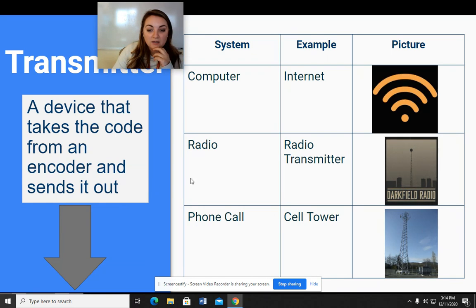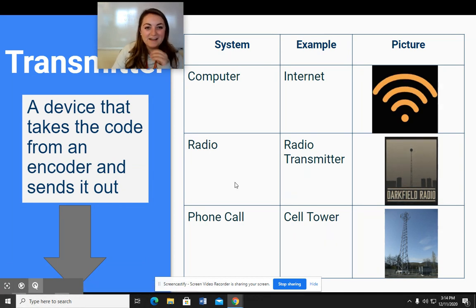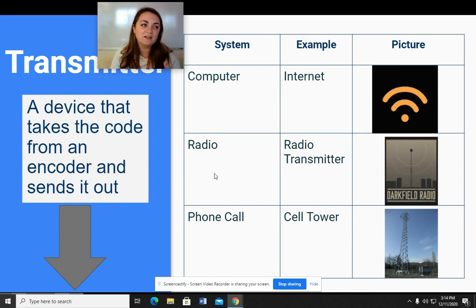In a phone call, it would be the cell tower. So this is a little bit interesting because people often don't exactly know how cell phones work. We know that there's cell towers. We know that if there's more cell towers, we typically have better service. But what does that mean?